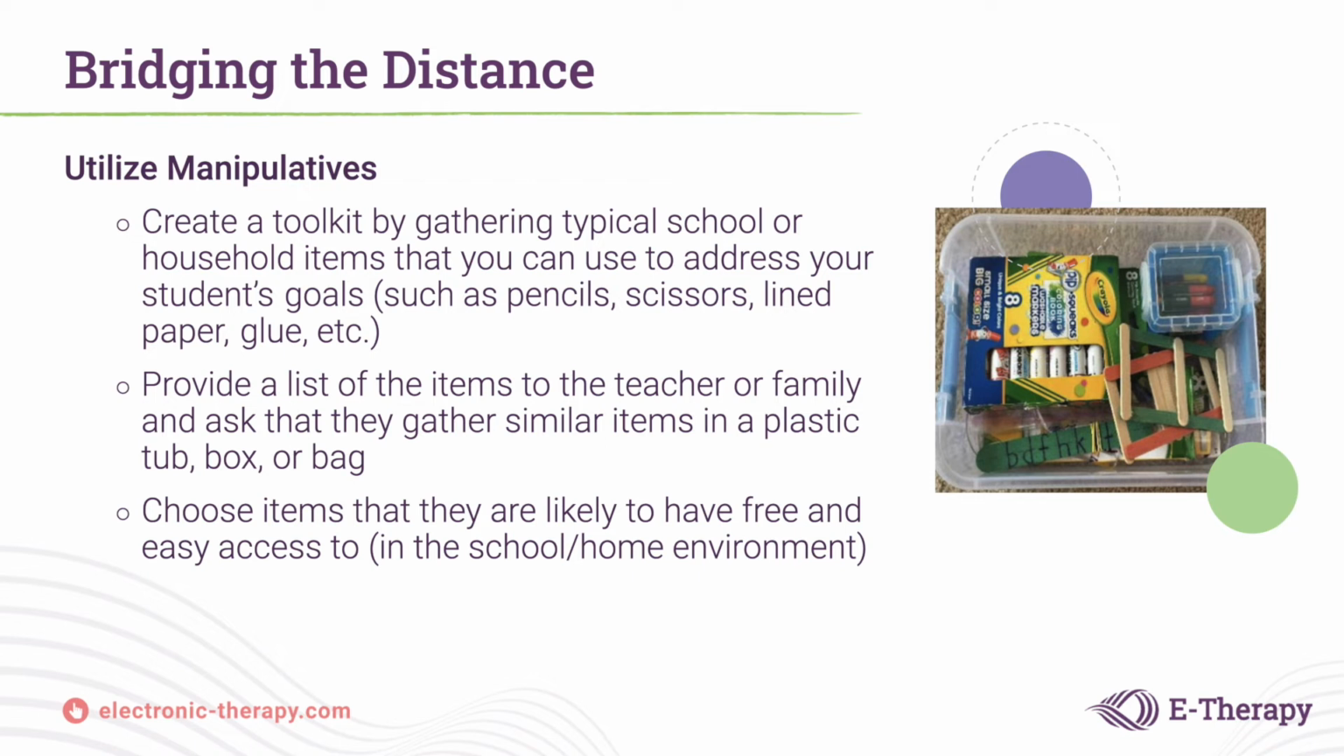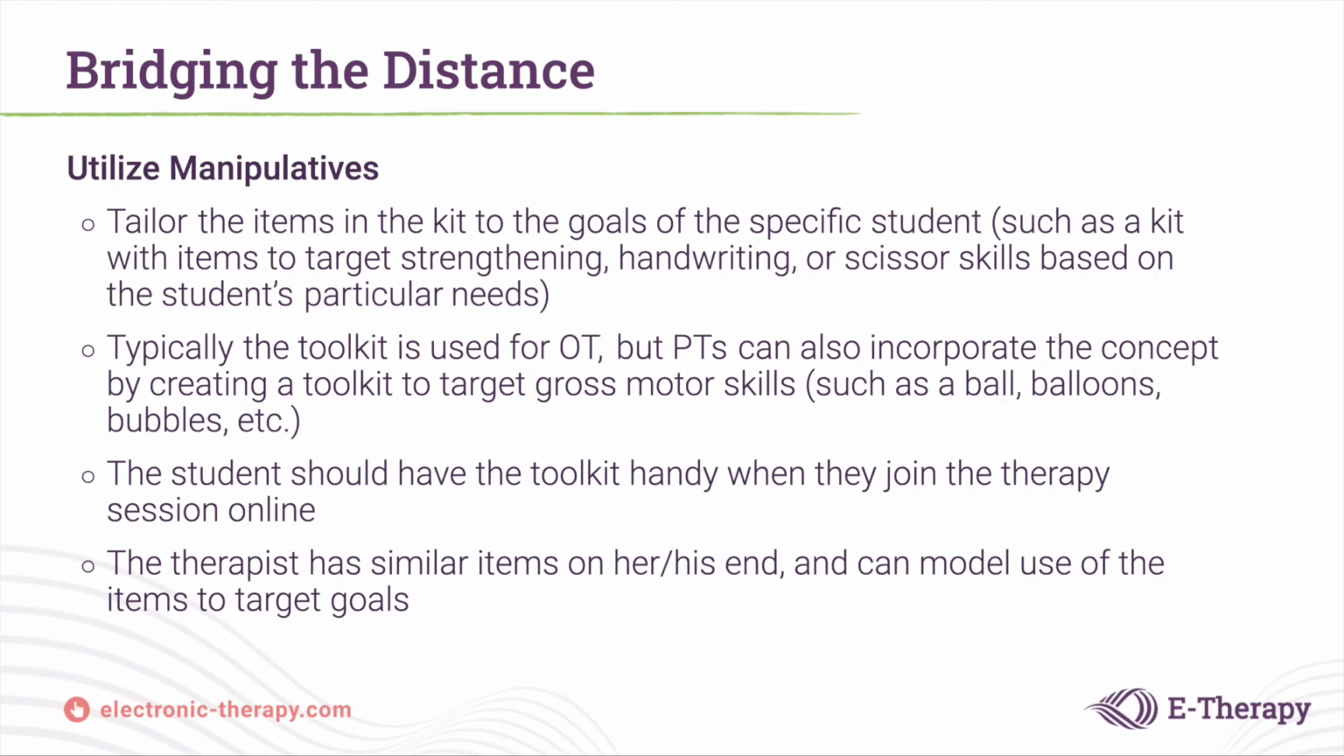You want to choose items that they're likely to have free and easy access to in the school or home environment, because we don't want to require them to purchase items. Be sure to tailor the items in the kit to the goals of that specific student. So it's not necessarily one size fits all with a therapy toolkit, because every student is an individual and they have different types of goals. So you might want to tailor a kit to be items that will target strengthening or handwriting or scissor skills, whatever it is based on what that student's particular needs are.